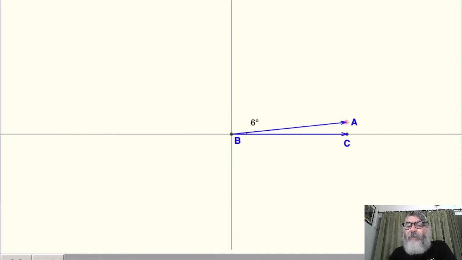It will generate an angle when it is rotated around point B. Like at present it is forming an angle of 6 degree according to this figure. The angle ABC is of 6 degree.